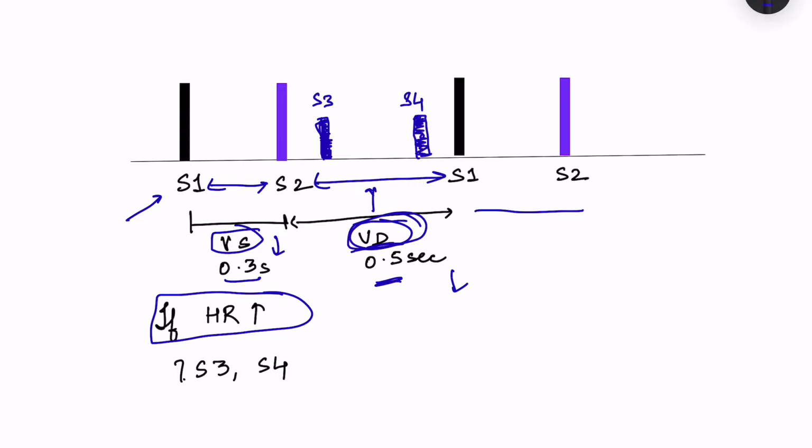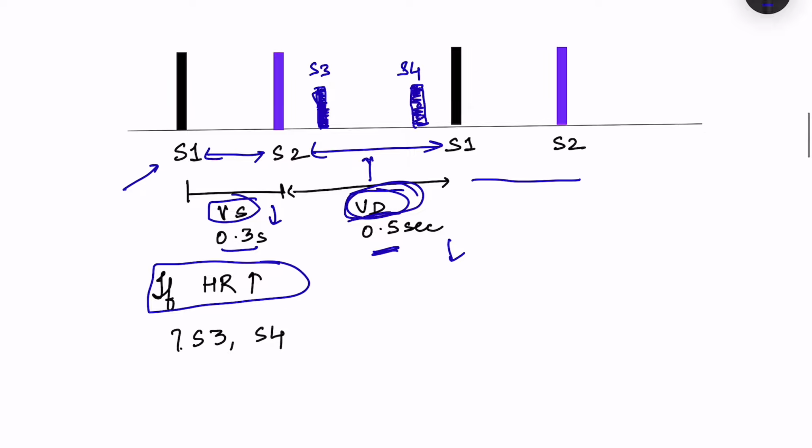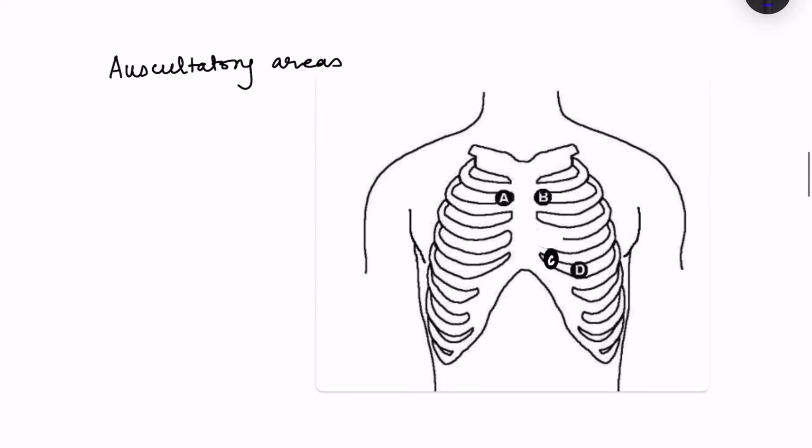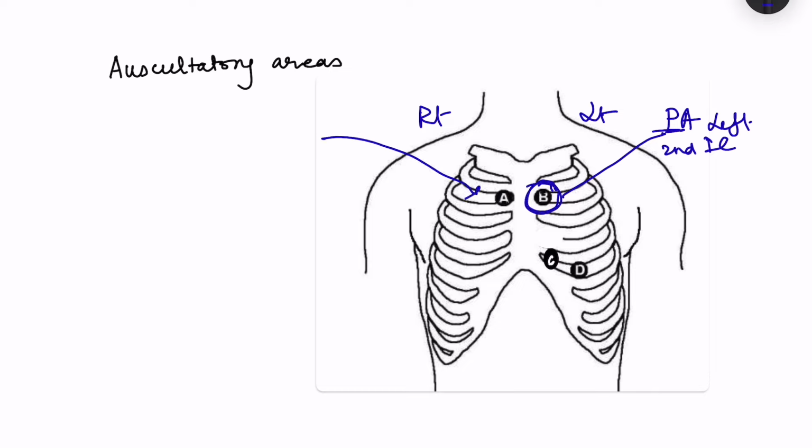That is why while auscultation, we need to know the auscultatory areas and how to auscultate the heart sounds to differentiate between the first and second heart sound. So we have different auscultatory areas. Here it is shown a thoracic wall with different areas marked. Okay, so this is right side and this is left side. This area is the pulmonary area. Pulmonary area is the second intercostal space, left side, just next to the sternum. Then this A is the aortic area. Aortic area is the right side second intercostal space, just next to the sternum.